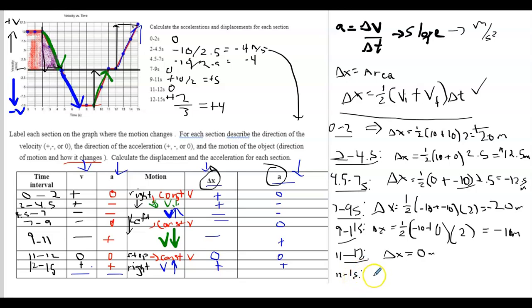And then from 12 to 15 seconds, last one, delta x equals 1/2. The initial velocity it's starting at is 0. It's reaching a positive 12 meters per second, and it takes 3 seconds for that to occur. So if you do half of 12, that's 6. 6 times 3 is going to be a positive 18. So positive 18 meters is the final area or displacement for this graph.